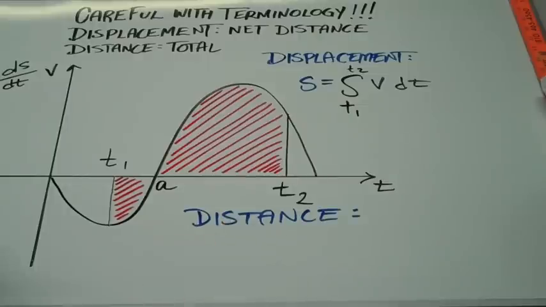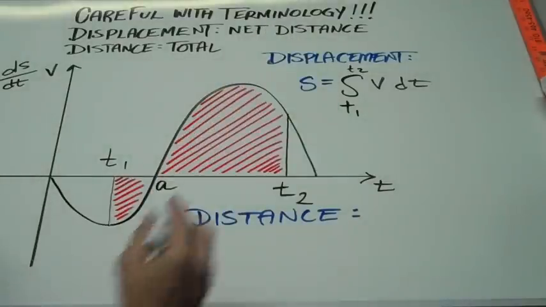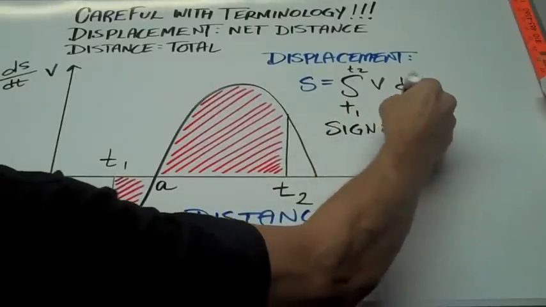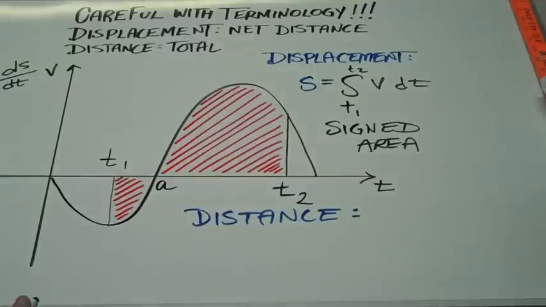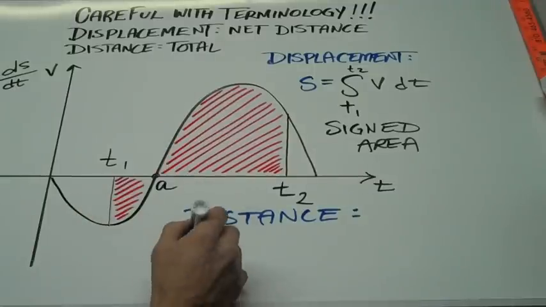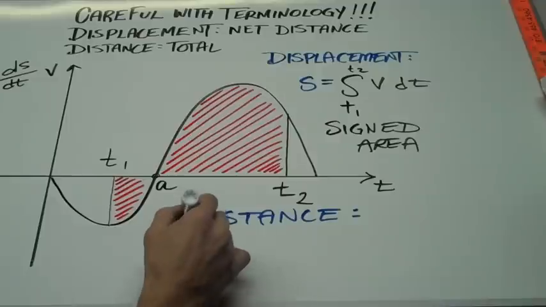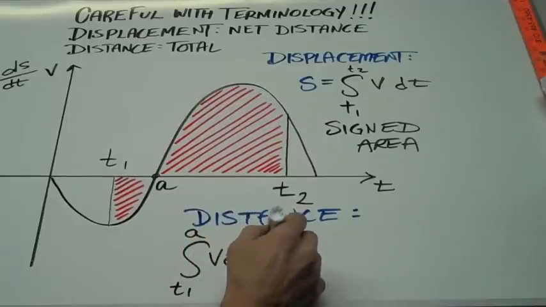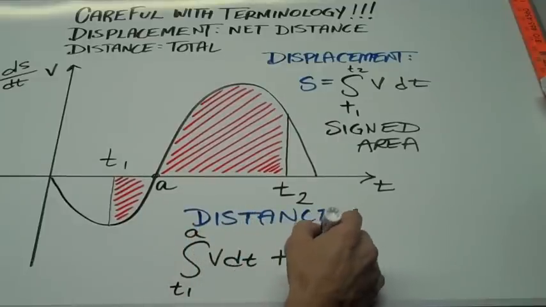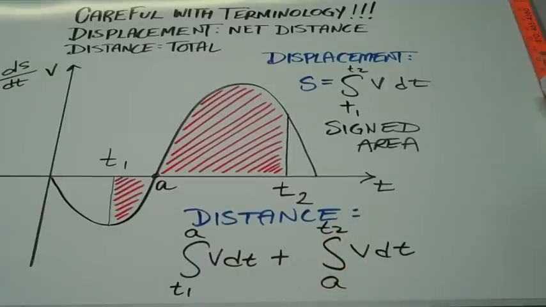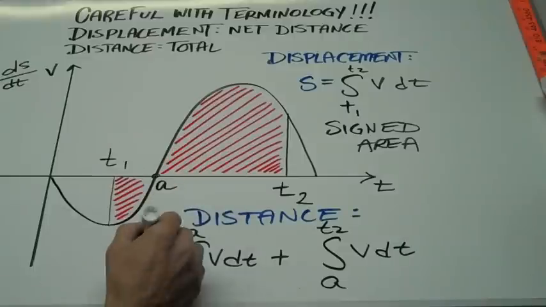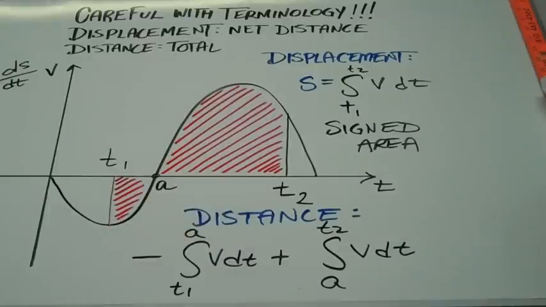If I want to find the total distance, then this is what we call the signed area here. Well, if I want to find distance, I have to split it up. From here is the point A. I have to integrate from t1 to A of v dt plus from A to t2 of v dt. What am I missing? Well, our area here is below the x-axis, so I'd have to take the opposite of that to make this a positive value plus another positive value, and that's associated with the total distance.